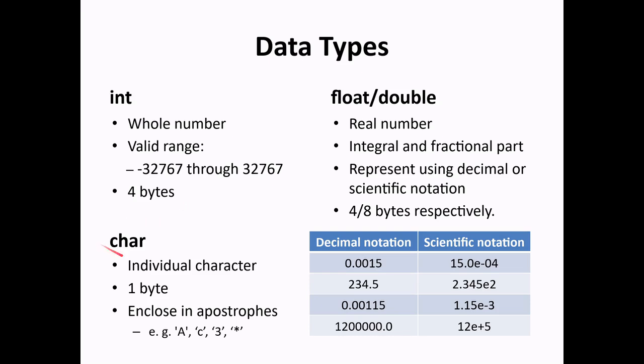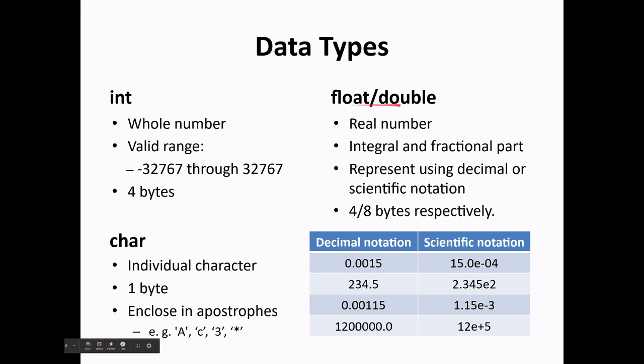There is the char, or the car, you might hear it pronounced. I tend to swap between the two. These are individual ASCII characters. In memory, they take up 1 byte, and if you need a character literal, you enclose it in apostrophes. Like in these examples here. You have a capital A, a C, a 3, and an asterisk, all of which are enclosed by apostrophes. The C compiler will interpret those as character literals.